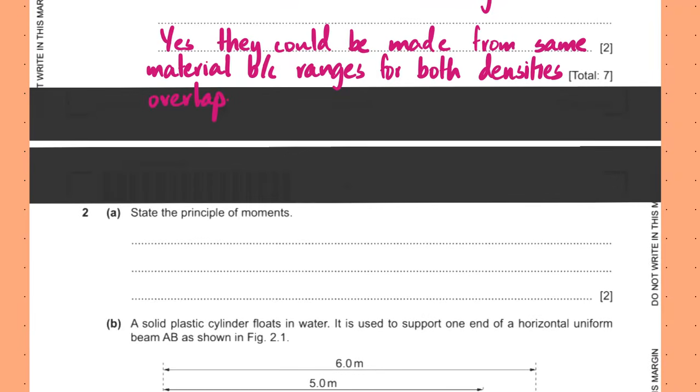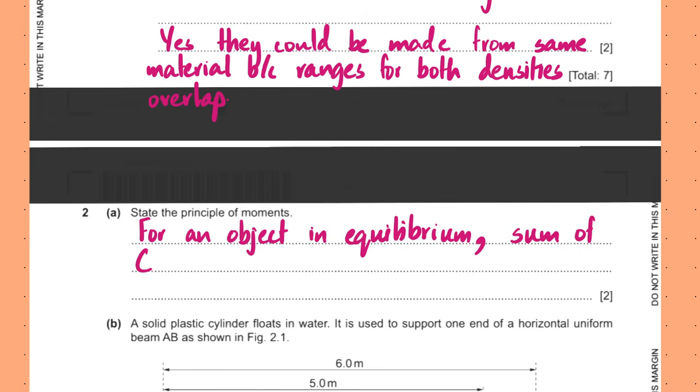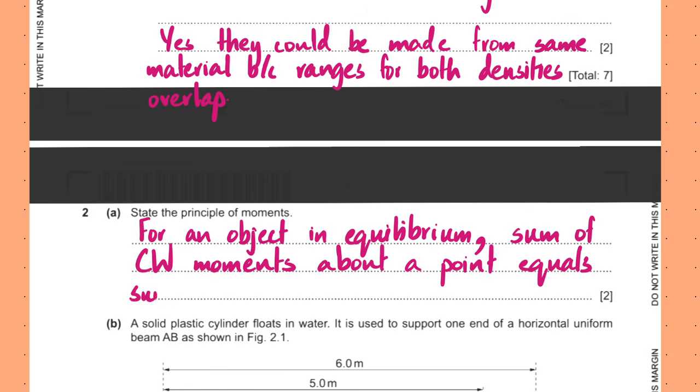State the principle of moments, a very typical sort of question which is asked again and again. You must know how to ace this. So you say that for an object in equilibrium, the sum of, or you can say total, clockwise moments about a point, and you need to say this, about a point, equals the sum of anti-clockwise moments about the same point.